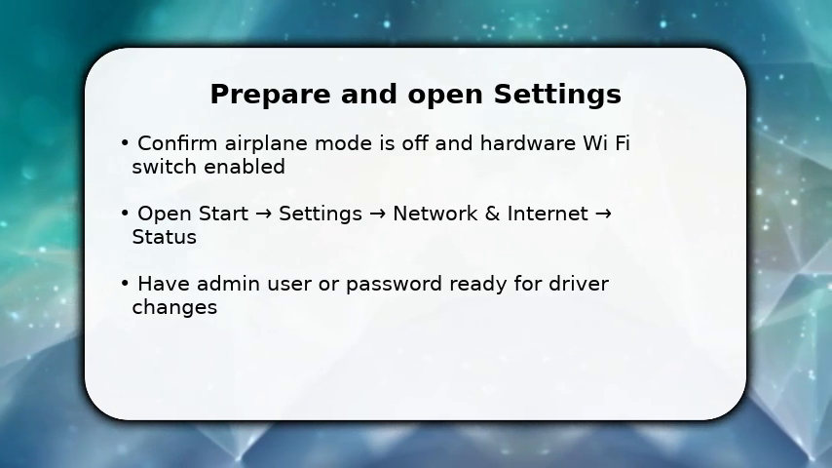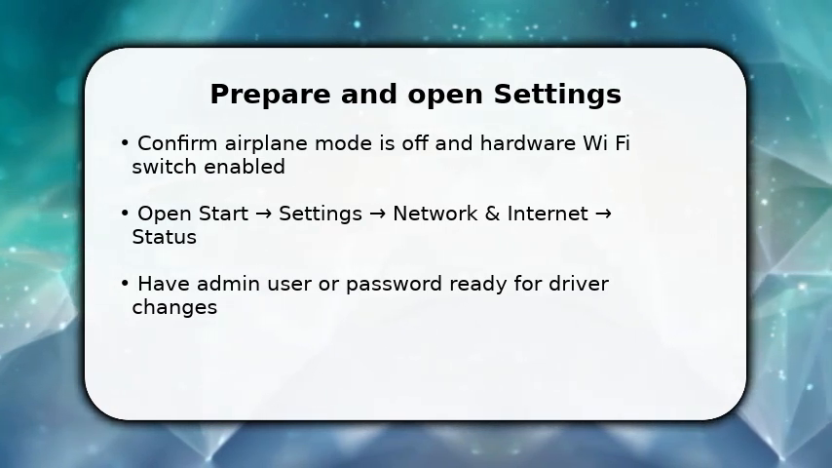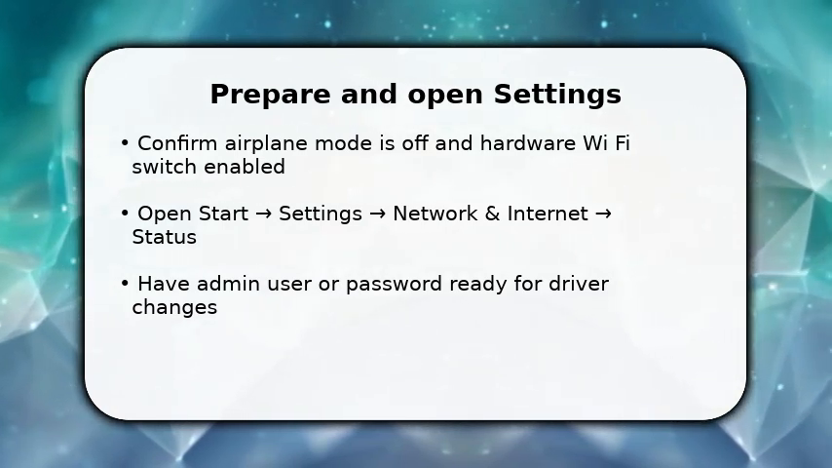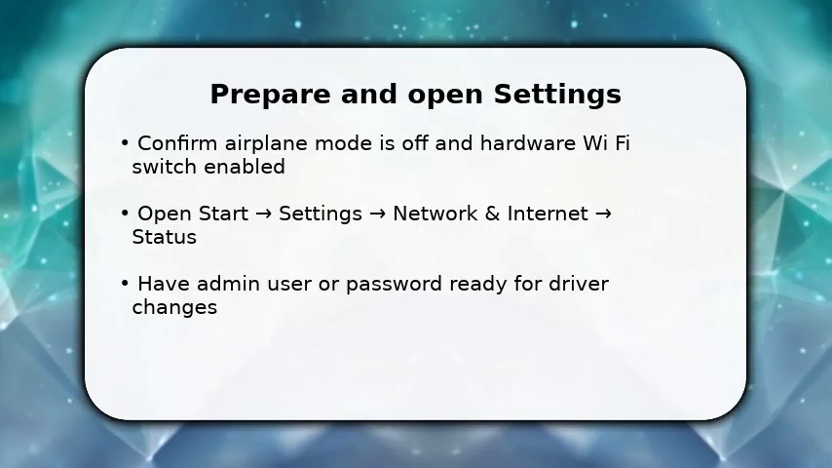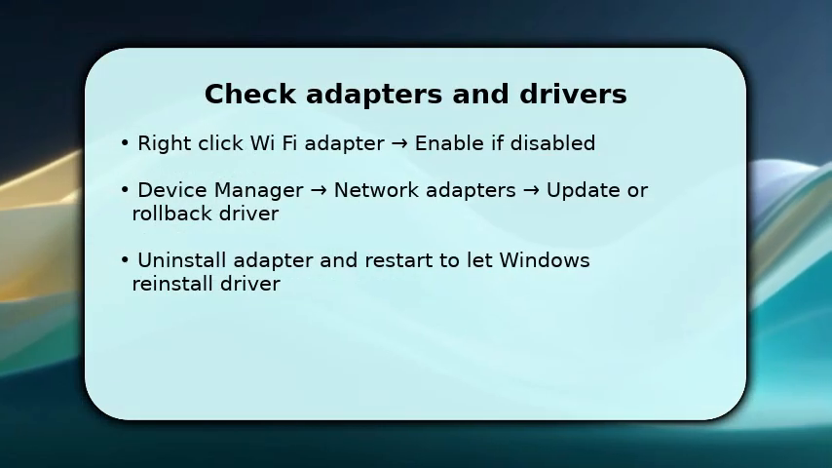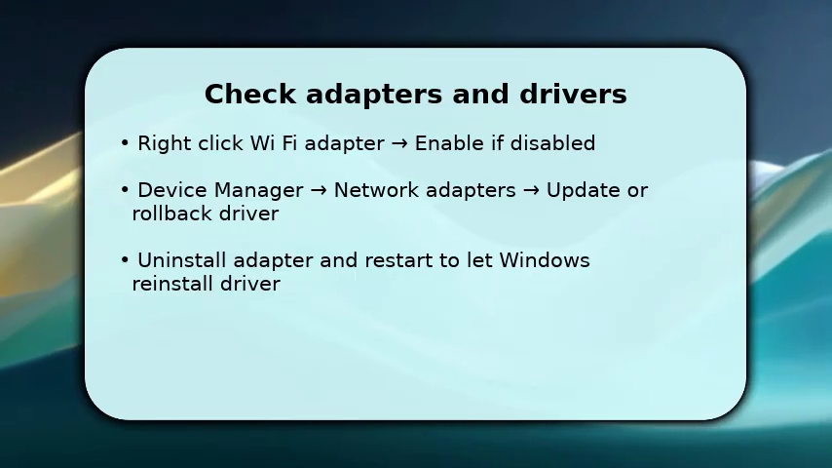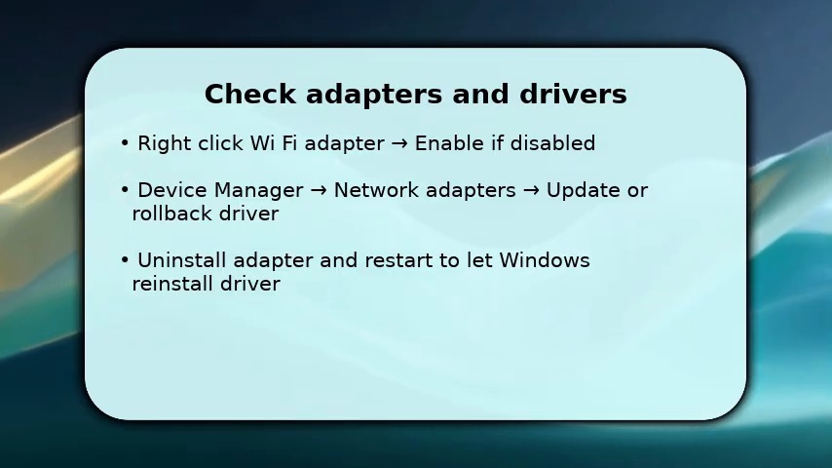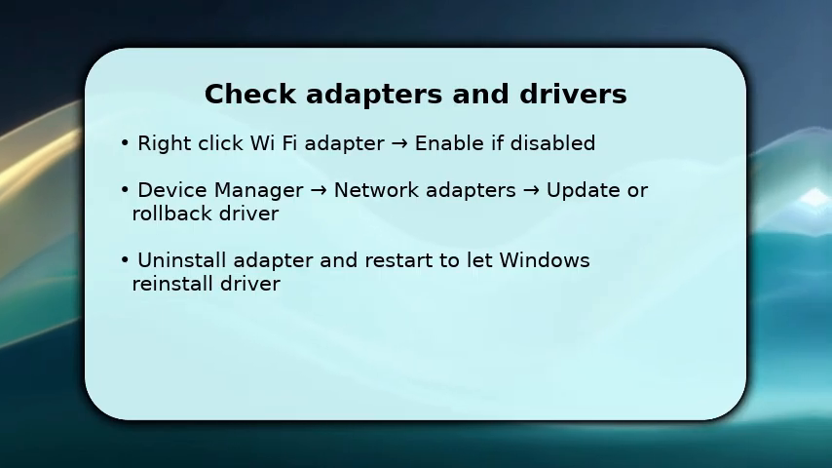Now inspect the adapter. Open Network Connections and right-click the Wi-Fi adapter. Enable it if it's disabled. If it's enabled but not working, open Device Manager, expand Network Adapters, and update the driver to the latest or rollback if a recent update broke it.